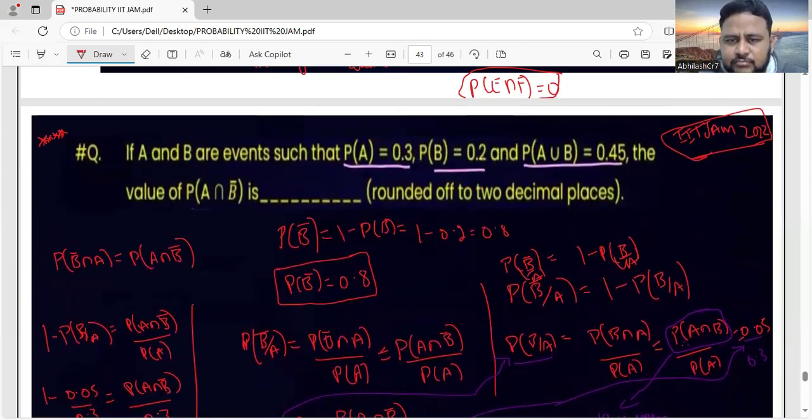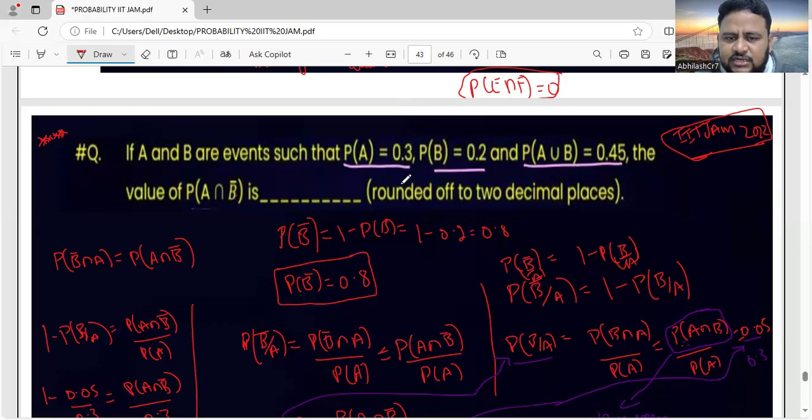Okay. So, see here, friends. They're asking probability of what? A intersection B dash. So, they're telling B dash. So, first of all, let me find B dash. Probability of B dash is 1 minus probability of B. I got it as probability of B dash is 0.8. Now, I have to find probability of A intersection B dash. So, for that, I'll use the conditional formula, that is probability of B dash by A. Instead of using A by B, I'm writing B dash by A. Probability of B dash by A is equal to probability of A intersection B dash divided by probability of A, because B dash intersection A is same as A intersection B dash.